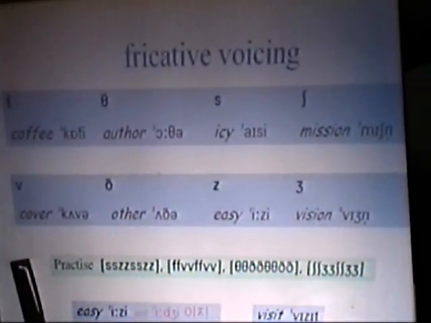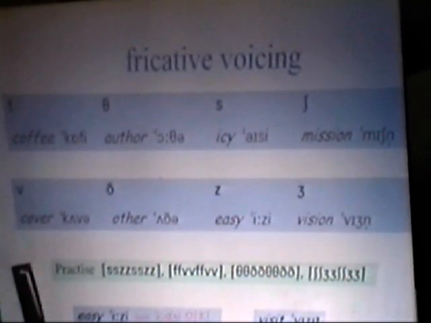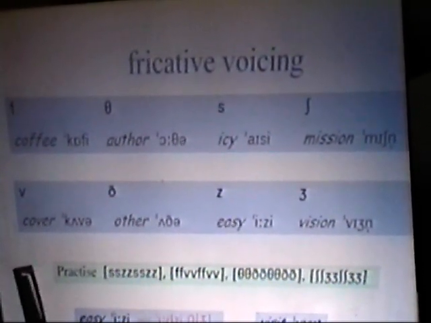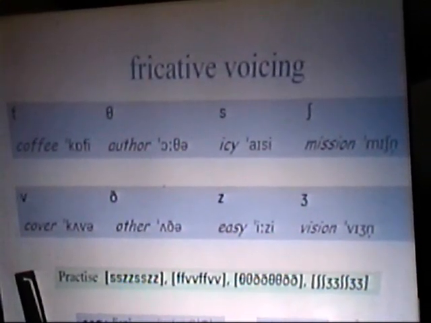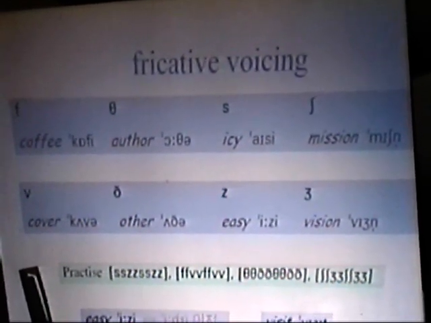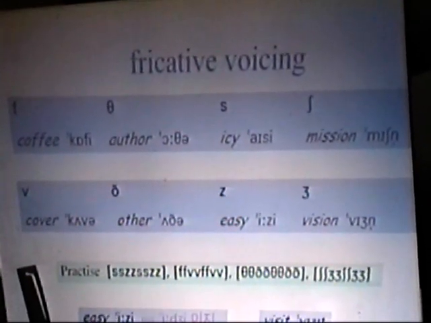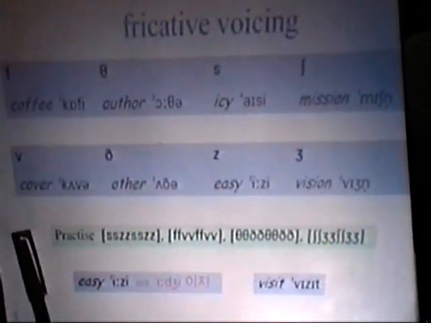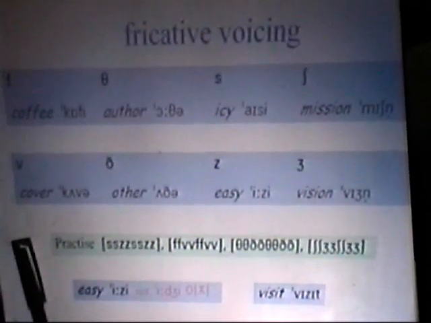Everything stays the same except the voicing. And remember, you can check it by holding your thumb and forefinger to your larynx. And even more dramatically, by covering your ears with your hands. That's something you can easily use in the classroom with beginners when you're explaining difficult sounds, if there are any of them here.